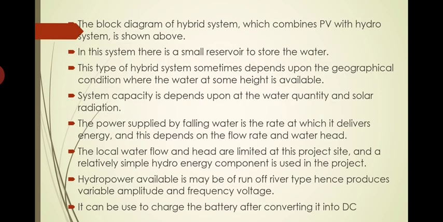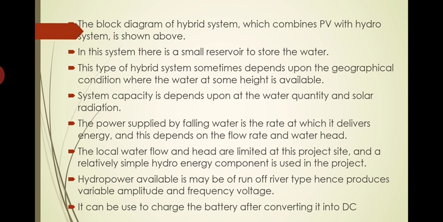So coming to the block diagram of the hybrid system which combines the PV hydro system, it is shown above. In this system, there is a small reservoir to store the water. This type of hybrid system sometimes depends upon geographical conditions, whether water at some height is available. Only if water is available can we club these two, otherwise it is not possible. System capacity depends upon the water quantity and solar radiation. So that decides the capacity of the plant.